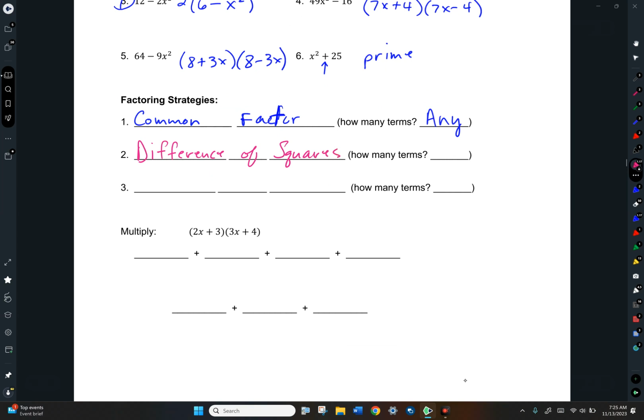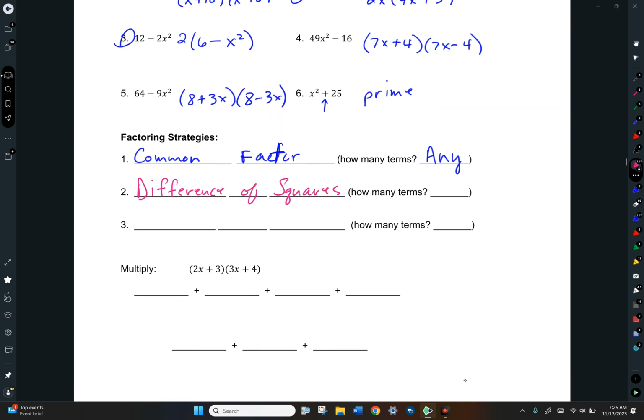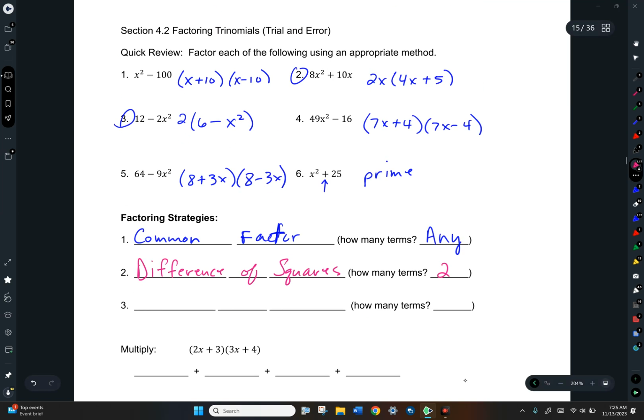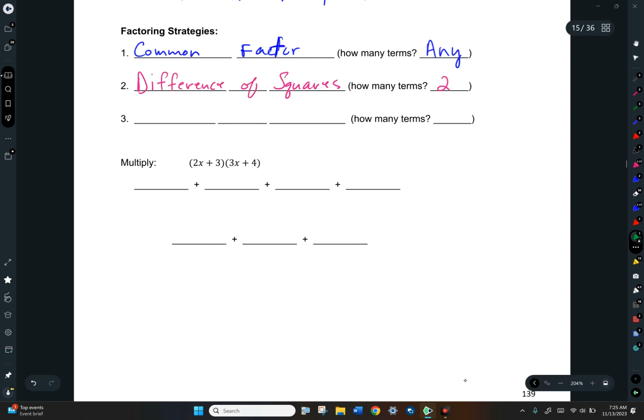Difference of squares. Let's see, that was if you had two terms. And the two methods there, let's see, we used that on number 1, we used that on number 4, and on number 5. And then we learned, and we didn't practice it up above, but we also learned sum or difference of cubes.